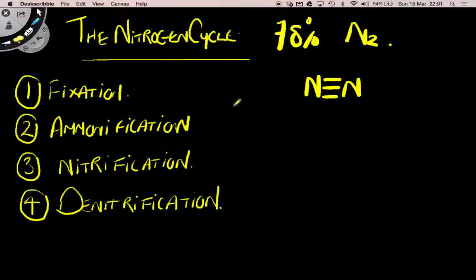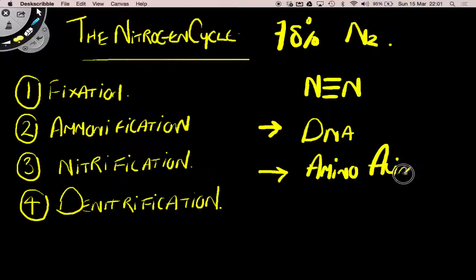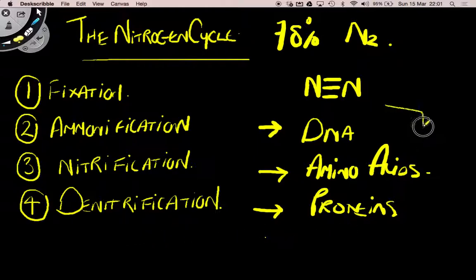So what I would like you to do is just to bring to your awareness why nitrogen is important. In biological systems, we need it for DNA, we need it for amino acids, and we need it for proteins. So that's the key thing about why we've got to actually have nitrogen in the first place. So let's take a look at these processes.